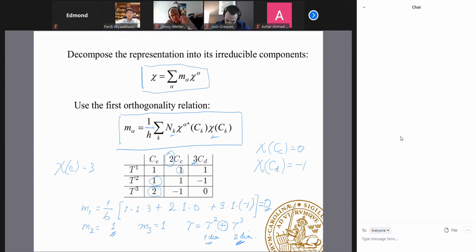And we can see it's enough to work with the characters. So the character table is very essential in working out the decomposition. So in the remaining time, I hope we have enough time here. I think we should have enough time.